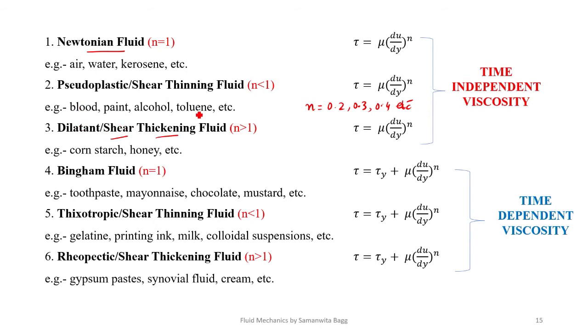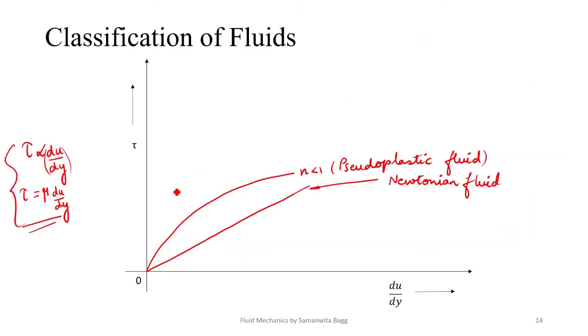You can see here n will be greater than 1. The equation is the same: tau is mu du by dy raised to n, with n greater than 1, which means n can be, say, 1.1, 1.2, etc. These are the values which can be for a particular type of fluid of dilatant type. n is greater than 1. So my graph will be below this line.